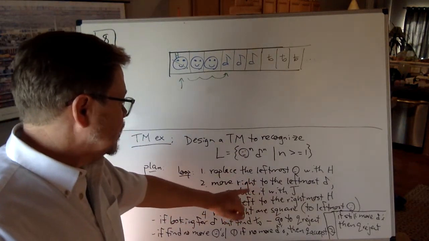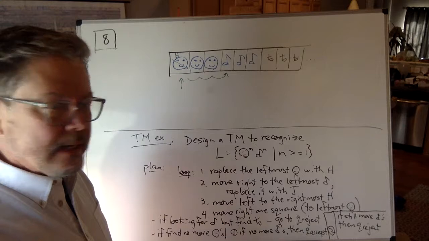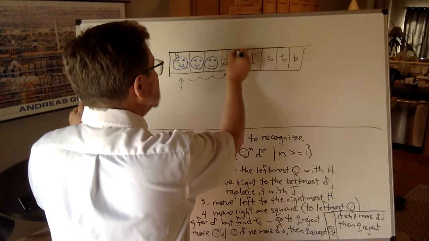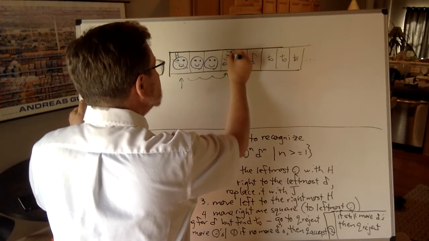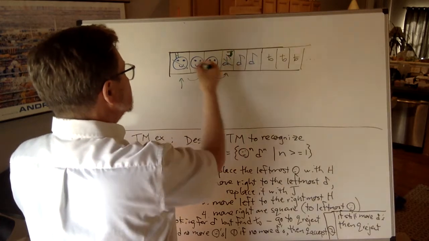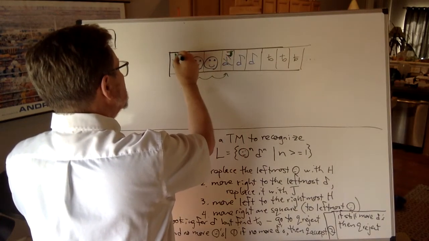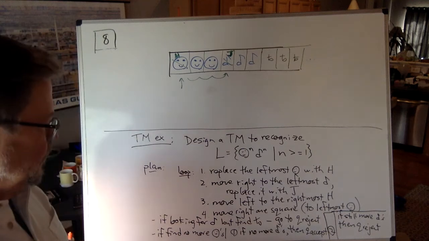Move right to the leftmost joy. Replace it with a J. Burn up a joy symbol. Now, I didn't leave room to rewrite a new one, but I'm going to say that that J right there actually replaced the joy symbol, just like this H replaced the happy symbol.